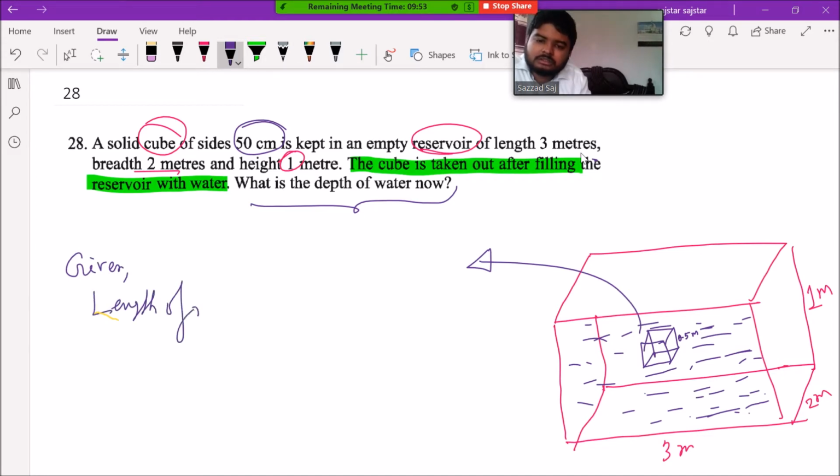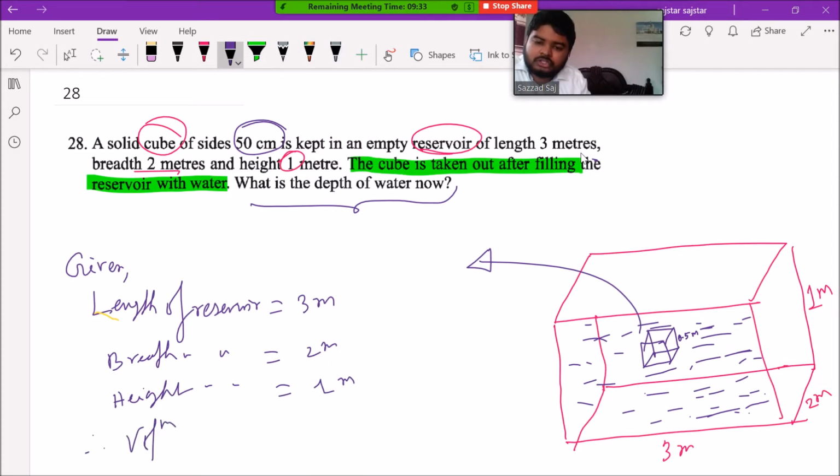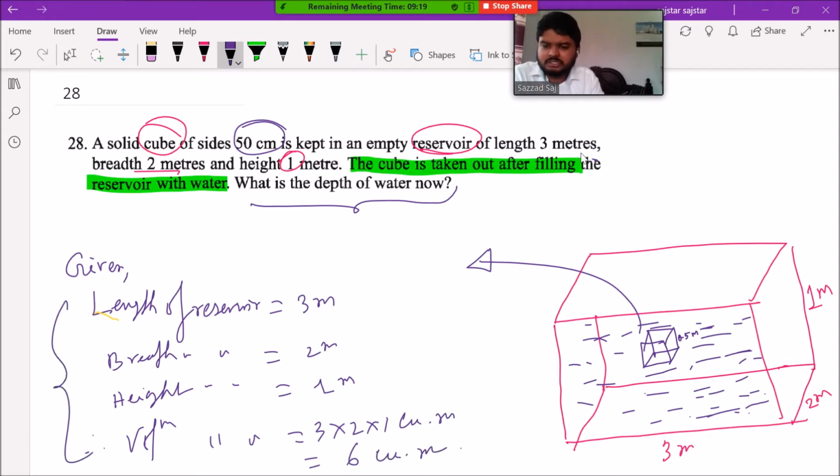Length of the reservoir, that is 3 meter, breadth of the reservoir 2 meter, height of the reservoir 1 meter. So volume of the reservoir is length into breadth into height, cubic meter, that is 6 cubic meter. So this is the first part, we have got the volume of the reservoir.